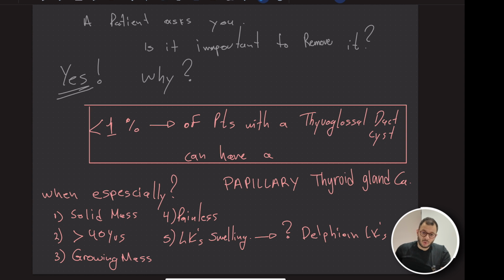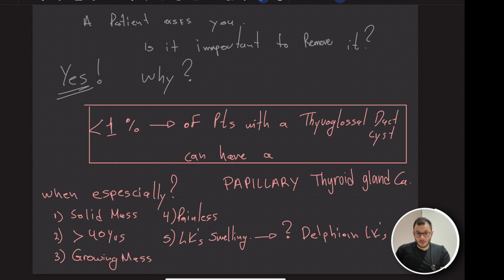Now, what are our red flags in order to act quickly? It will be when we see a solid mass formation, if the patient is more than 40 years old, if the mass on the neck is growing in size, and of course if we have lymph node swelling, or if the mass is painless.